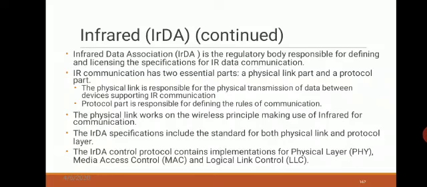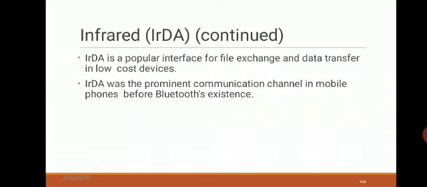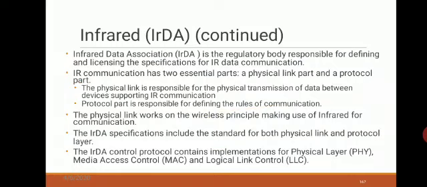There is a regulatory body responsible for defining and licensing the specification of IR data communication. IR communication has two essential parts: the physical link and a protocol part. The physical link works on the wireless principle, making use of infrared for communication, and the IrDA specification includes the standard for both the physical link and protocol layer. The IrDA control protocol contains the implementation for the physical layer, media access control, that is MAC, and logic link control.